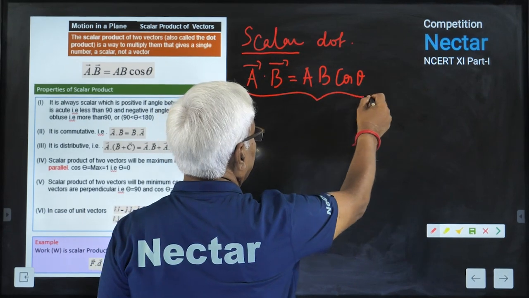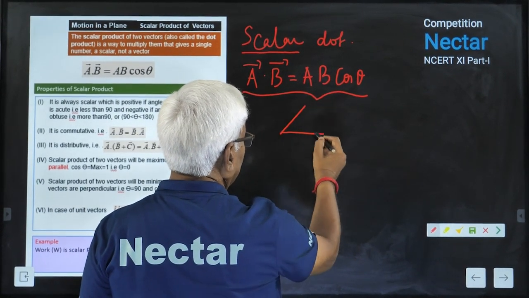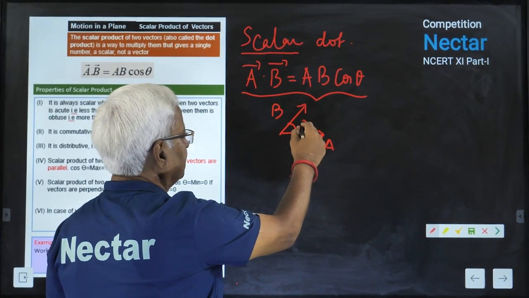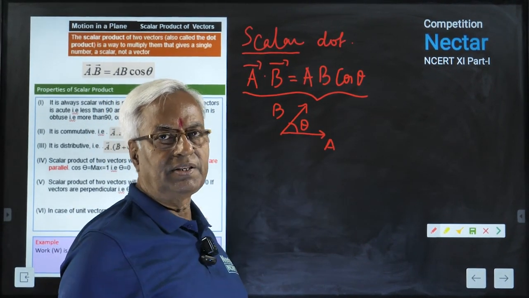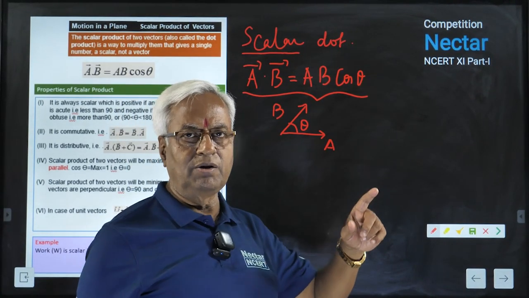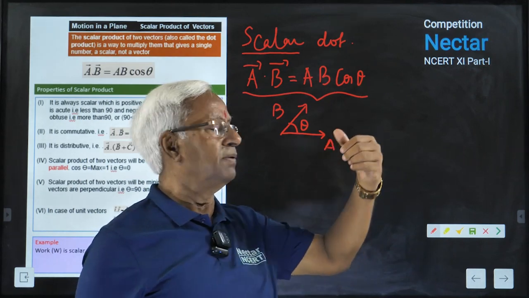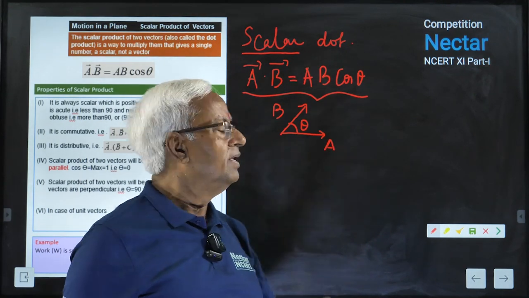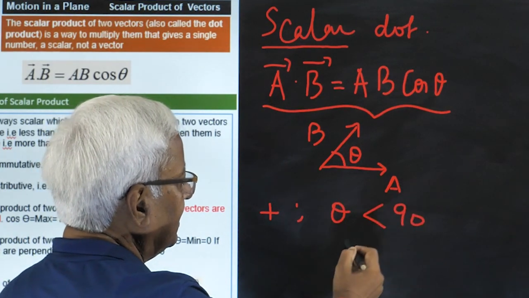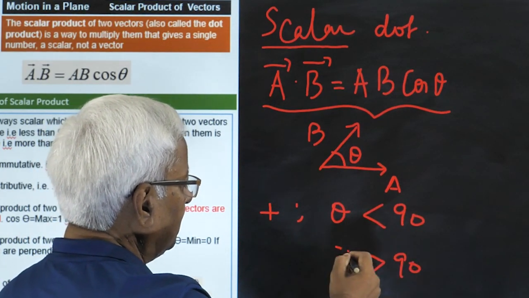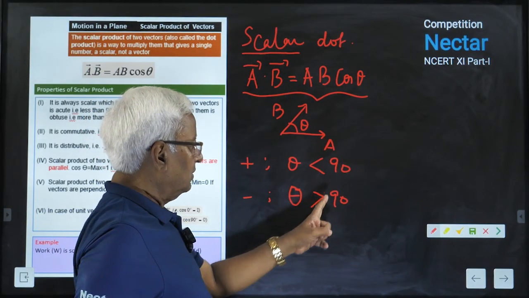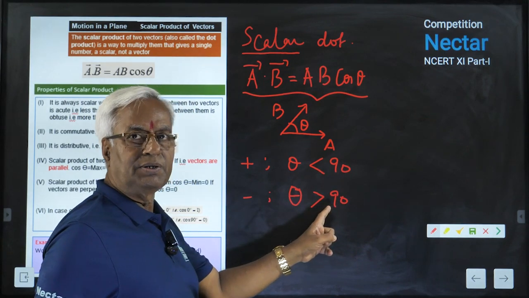Here, theta is the angle between both the vectors, A and B. Angle theta is variable. It can have any value from 0 to 180 degrees. Since cos theta appears in the equation and it's variable, the product will be positive if theta is less than 90 degrees, and it's going to be negative when theta is greater than 90 degrees. This one is obtuse and this one is acute.